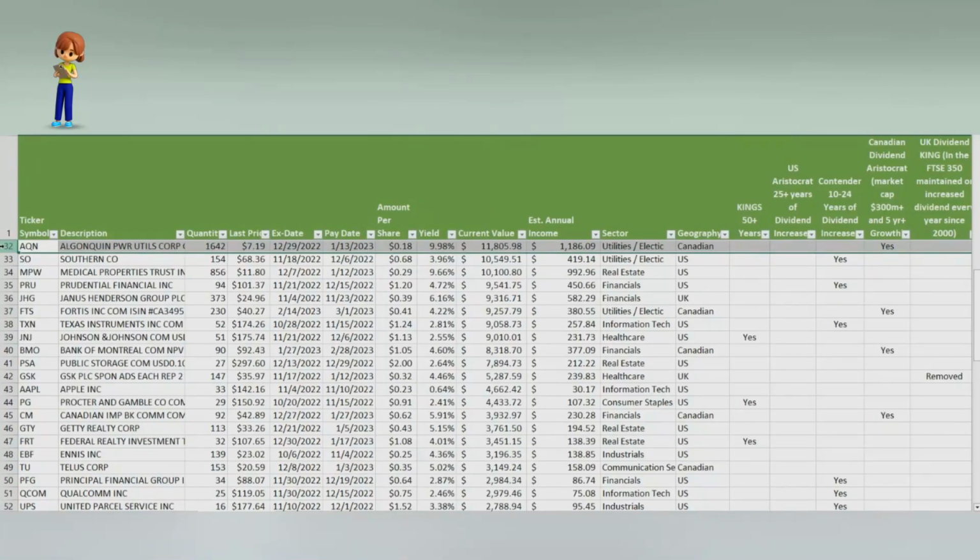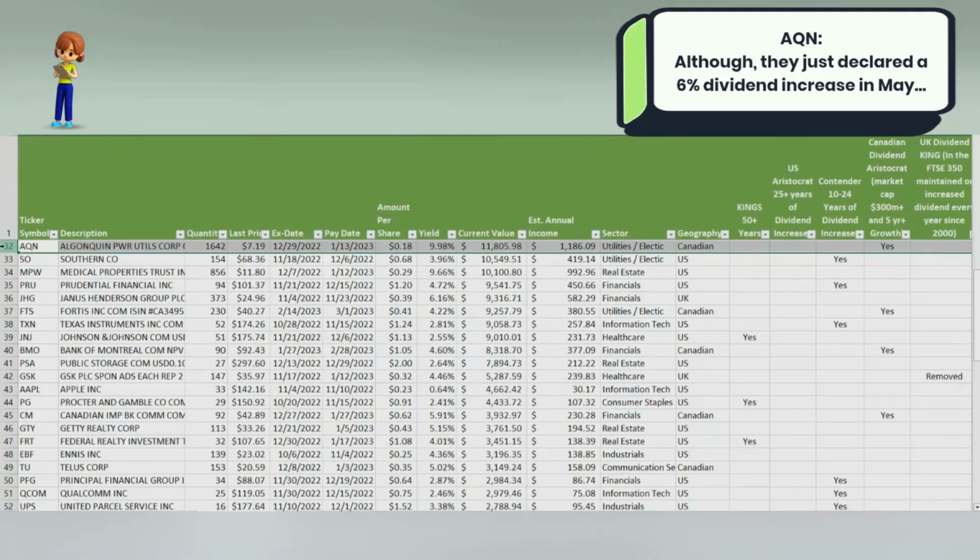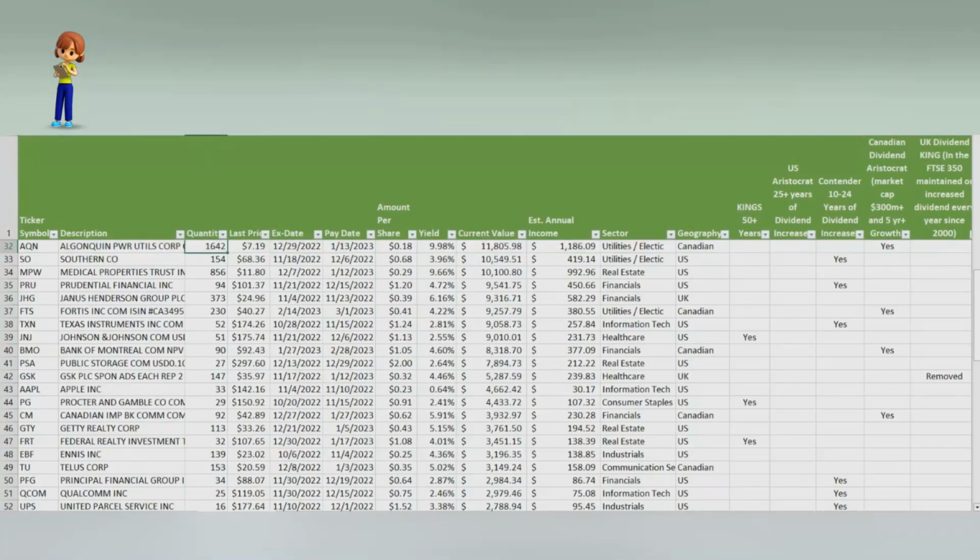So let's go through what I call the long tail, the smaller holdings in my position. The first of which is AQN, and there's been a lot of conversation about AQN and the potential that they might cut their dividend over the next few quarters. That's something that I'm looking at. It's something to be mindful of if you're thinking about adding additional quantities to this position. For now, I'm a hold at just over 1,600 shares and a whopping 10% yield.